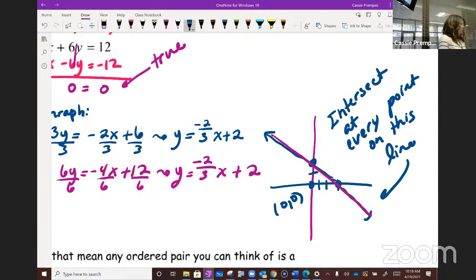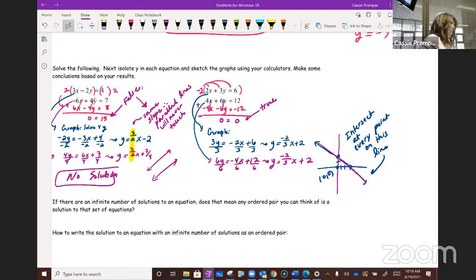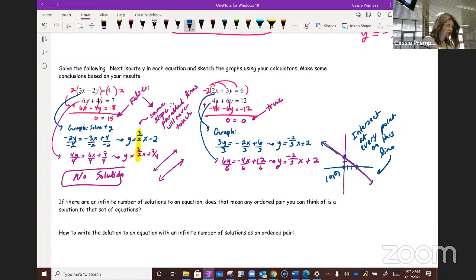So how do I answer that as an ordered pair? Daniel? X, -2/3 x plus 2. Exactly. So what Daniel's saying is that every x, so sorry, these two questions were to lead us to that, but we already answered this question. If there are an infinite number of solutions to an equation, does that mean any ordered pair you can think of is a solution to the set of equations? The answer is no. You can see that 0, 0 doesn't work.